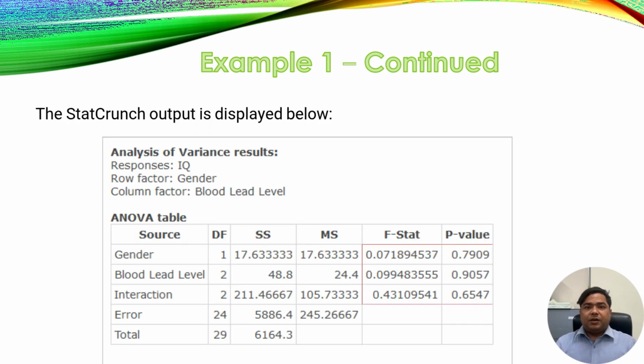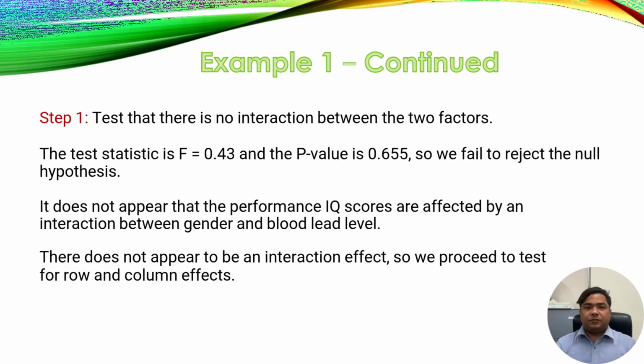Let's examine the StatCrunch output. This data analysis tool provides statistical results which are crucial for interpreting our study's findings. Focus on the key metrics and values presented, as they will guide our understanding of the statistical significance and relationships within our dataset. We tested for interaction between gender and blood lead level on intelligence quotient scores. The test statistic is F = 0.43 with a p-value of 0.655. We failed to reject the null hypothesis, indicating no interaction effect. Thus, we proceed to test for individual row and column effects.